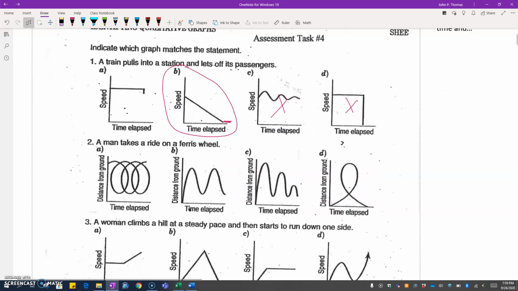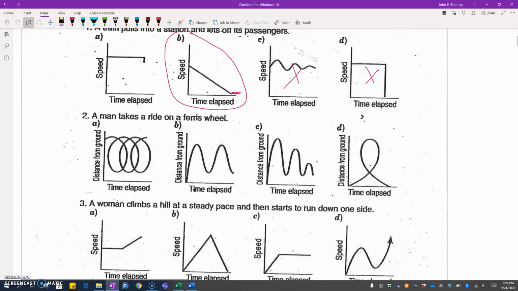a moving train. On 2, we've got a man takes a ride on a Ferris wheel. The first one is distance from ground versus time elapsed. A little different graph. Clearly, distance from ground with time elapsed. This one is very problematic for the rider through that section because the rider would have to be in 3 different places at the same time. All right, so that first one is definitely out.